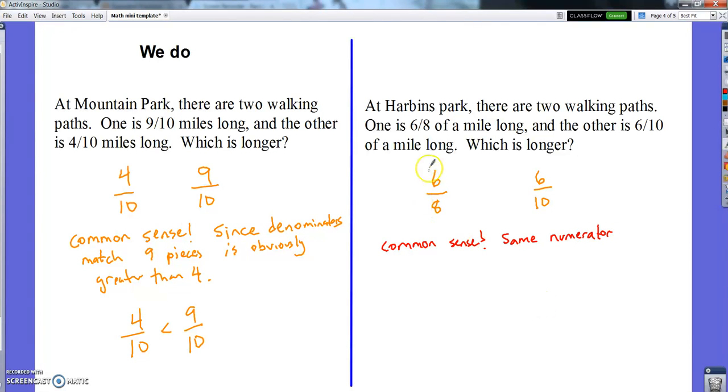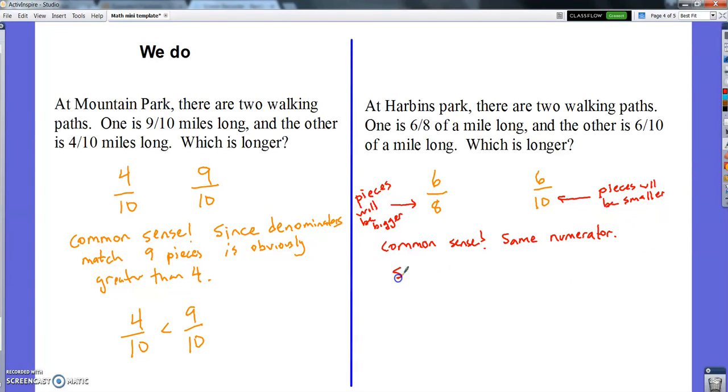And here's how I think about it. If I look at 8ths and 10ths, the pieces are going to be smaller here. If I take a whole and I cut it into 10 or I cut it into 8, these pieces are going to be smaller and these pieces are going to be bigger, because I'm cutting it fewer times. So common sense. So same numerator.